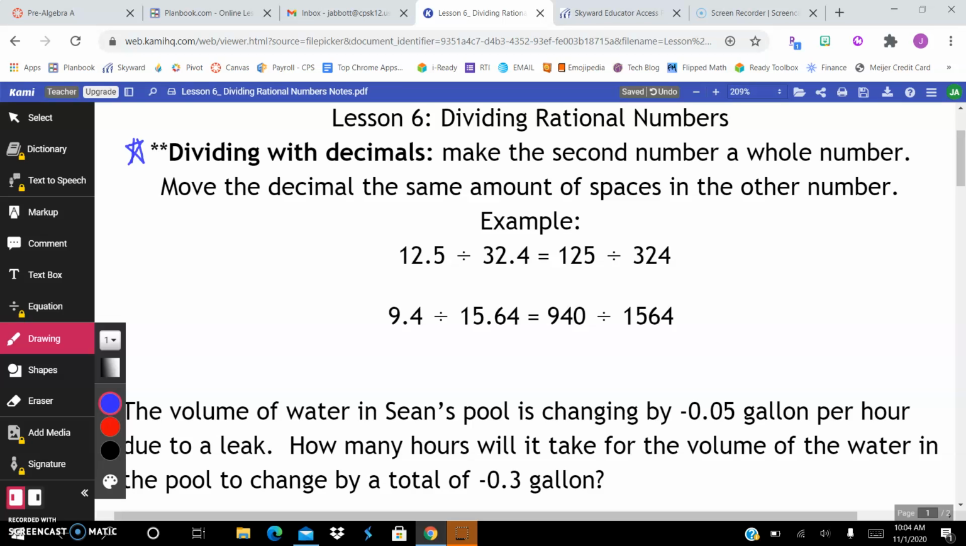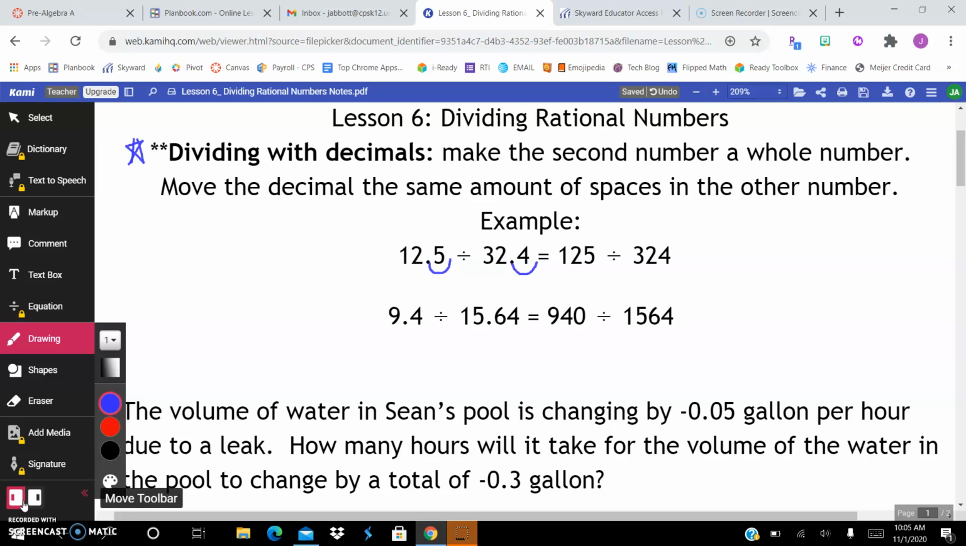And once we figure out how many places we need to slide the decimal in the second number, that's how many we have to slide it in the first number. So for an example here, 12.5 divided by 32.4, the second number is 32.4. So to make a whole number, I would have to slide it over 1. So then I have to do that same thing to the front number. And then it becomes 125 divided by 324.